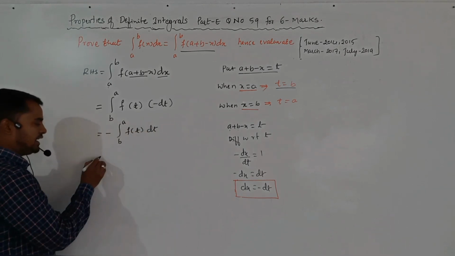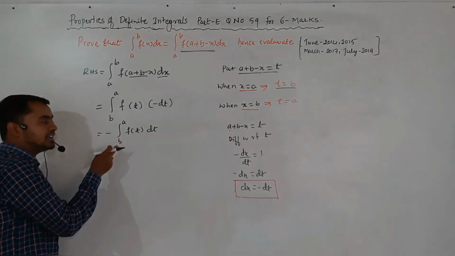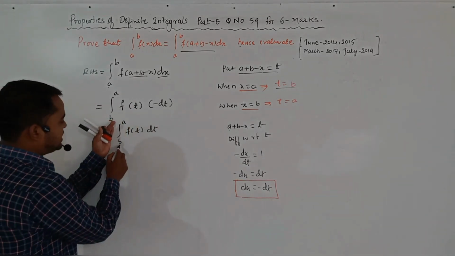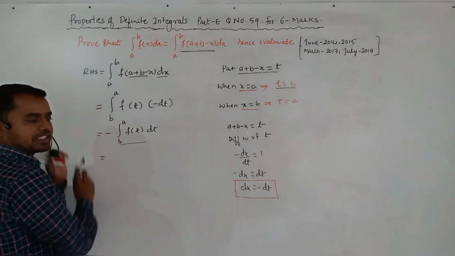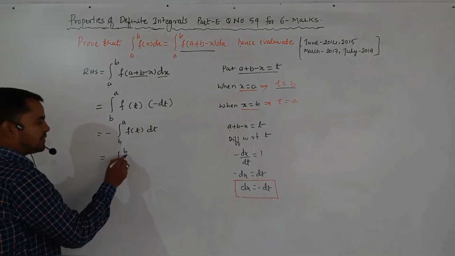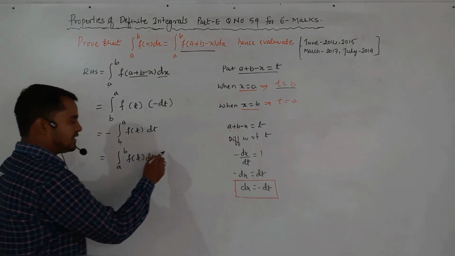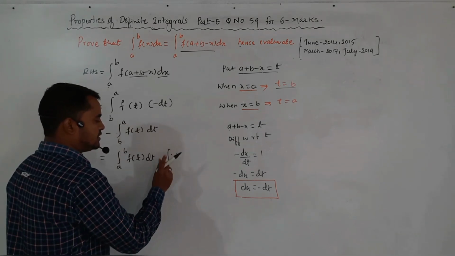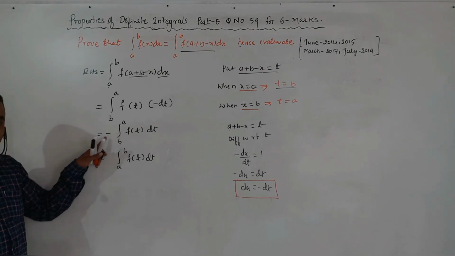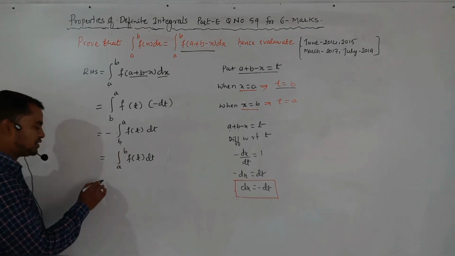Now interchange the limit. This minus will become, the sign of the integral will be changed here. If you interchange the limit, it will become minus. Minus into minus is plus. I am writing directly here, a to b f of t dt. What we did here? No need to write the property. Just remember, if you interchange the limit, the minus will become plus, because one more minus comes here. Minus into minus, plus.